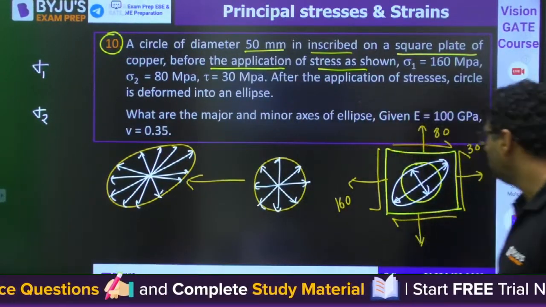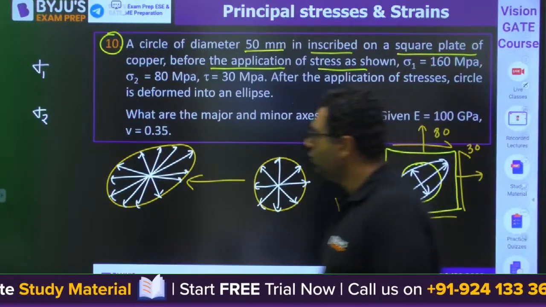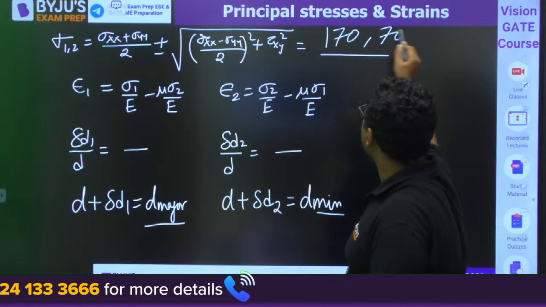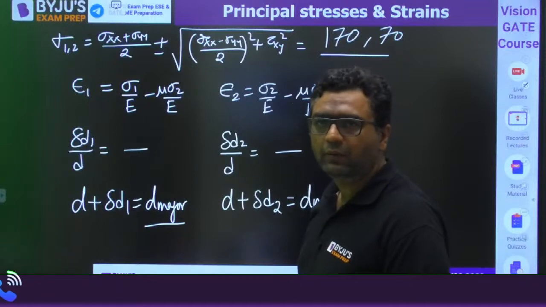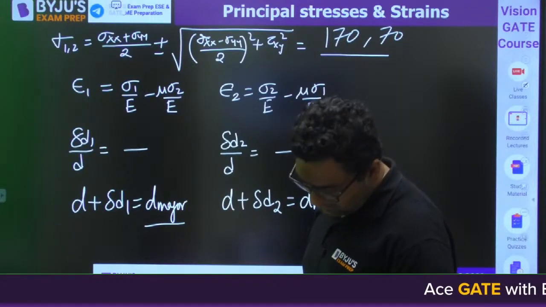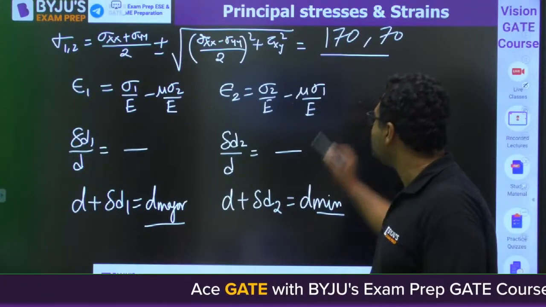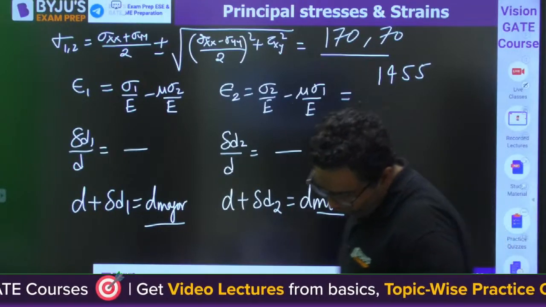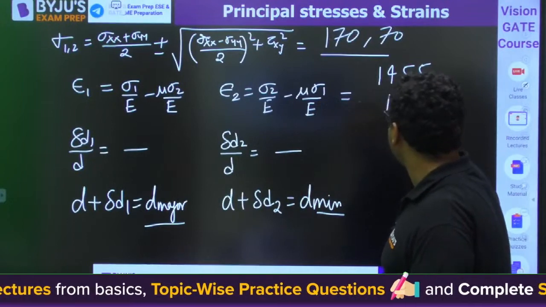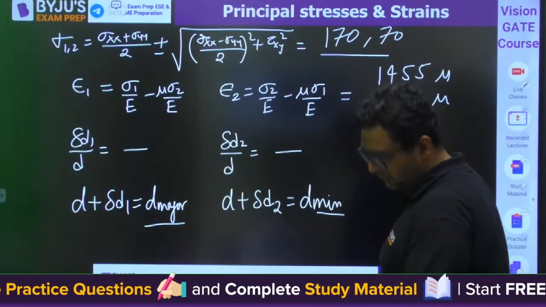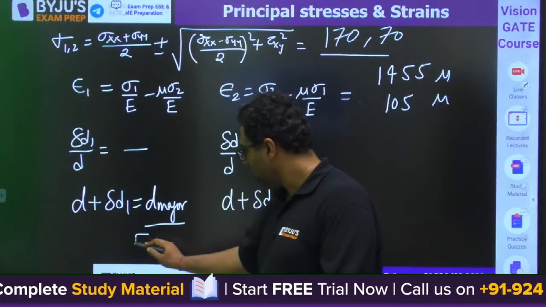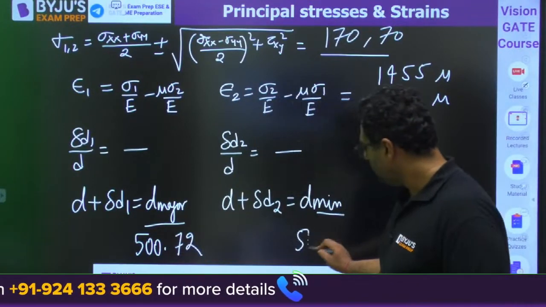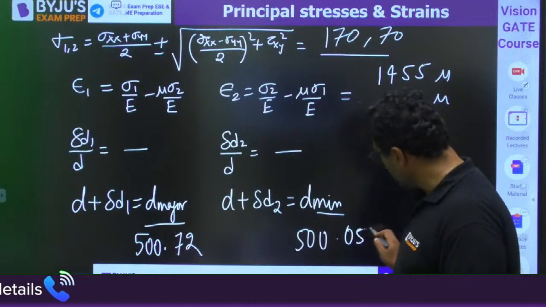Okay, so guys, when we are getting this, you will get sigma 1 value as 170, sigma 2 value as 70. And principal strains as 1455 and 105 microns. Then you will get 500.72, 500.0525.